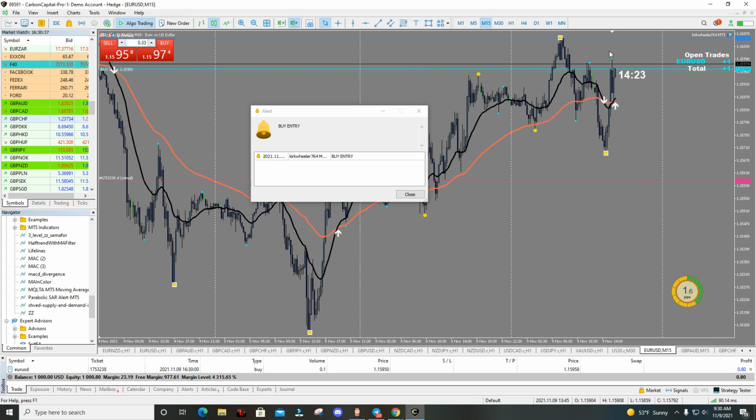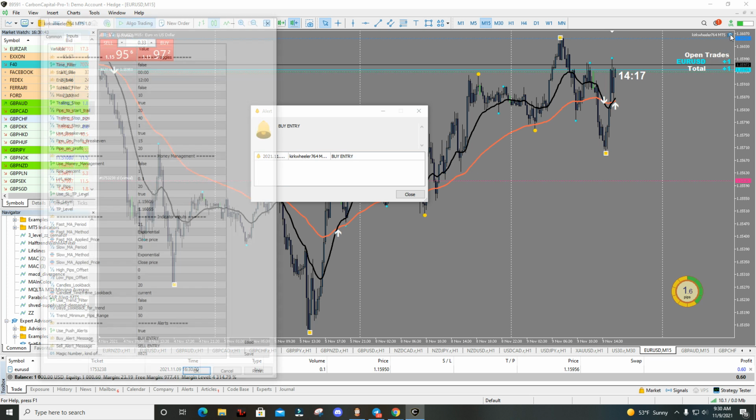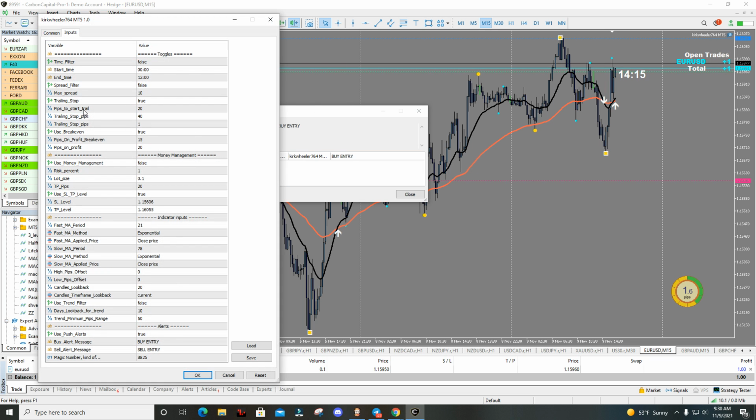I got the trailing stop activated. Come on, open up. True. Pips to start trails at 20. Trailing stop pips 40. See, this is just, I'm slow. Sorry, I'm slow. But the trailing stop pips, I thought that was the same thing. Break even, okay, I got it. But we'll go over it. But yeah, this part worked.